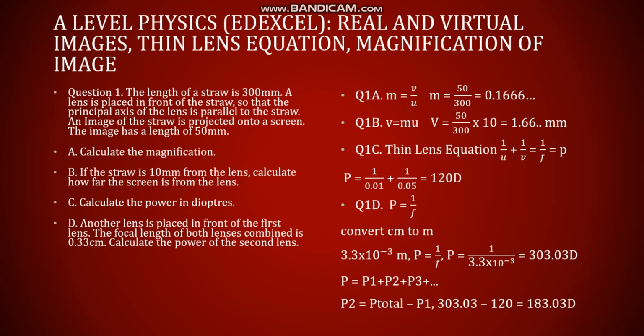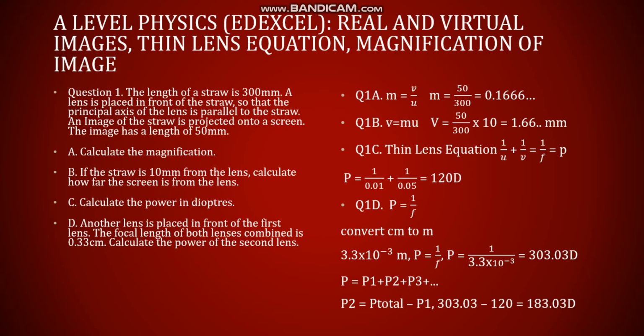Now part D states that another lens is placed in front of the first lens. The focal length of both lenses combined is 0.33 centimeters. Calculate the power of the second lens. So we use our power formula, which is 1 over the focal length, but before we do that, we need to convert the focal length from centimeters to meters. We do 0.33 divided by 100, and therefore we get an answer of 3.3 times 10 to the negative 3 meters. Then we substitute the focal length into the formula, so we do 1 divided by 3.3 times 10 to the negative 3 meters, and we get a total power of 303.03 diopters.